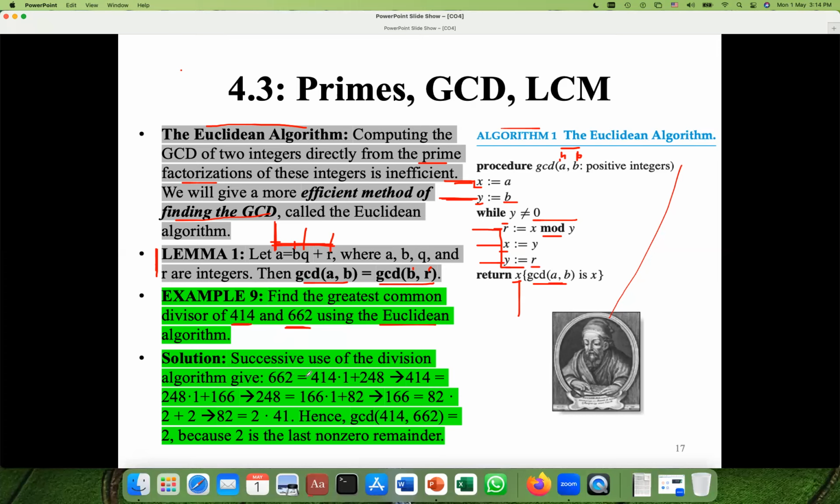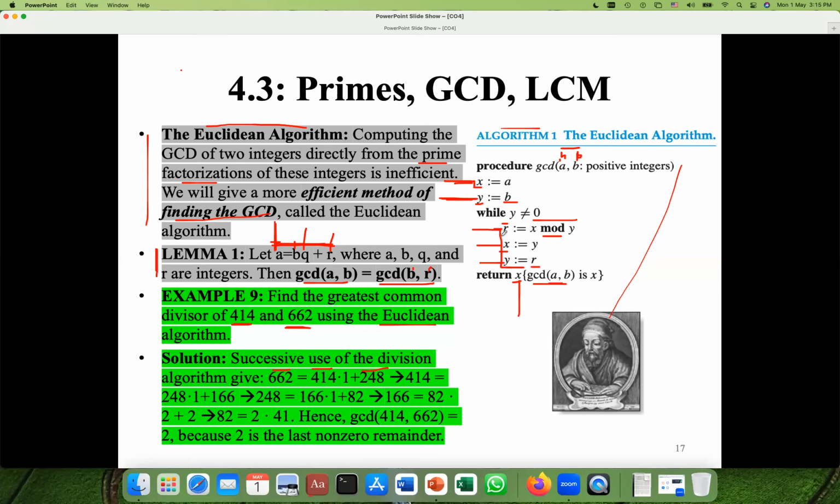So 662 is equal to, this is the second number. We are using this, actually, the Euclidean algorithm. This is the number which we want to divide by 414, multiplied by 1. When you divide 662 by 414, if you multiply it by 2, it would become greater than this one. So that's why it is multiplied by 1. When you divide it, this would be the remainder, 248, from this 662, okay?